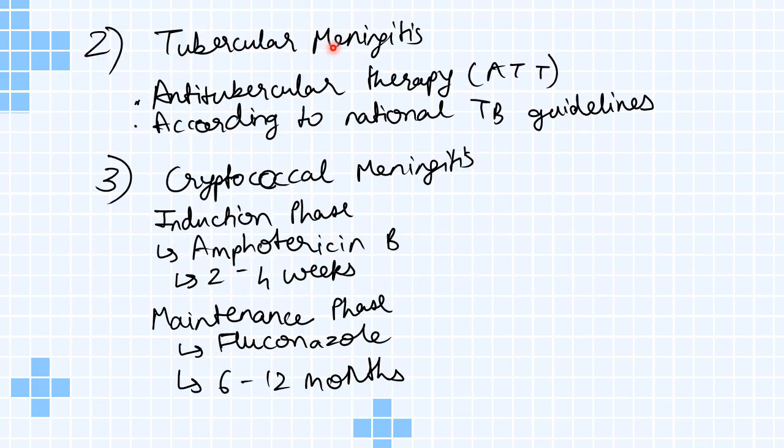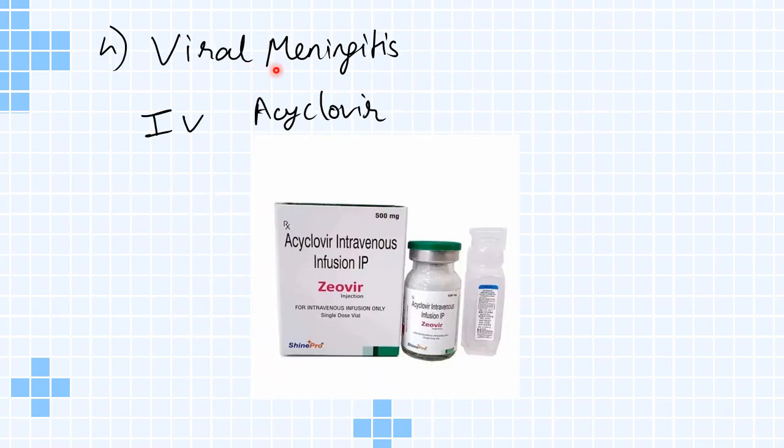For tubercular meningitis, anti-tubercular therapy is followed according to national TB guidelines. For cryptococcal meningitis, the induction phase consists of amphotericin B for 2 to 4 weeks. This is followed by maintenance therapy with fluconazole for 6 to 12 months. For viral meningitis, IV acyclovir is used, especially when herpes simplex virus is suspected.